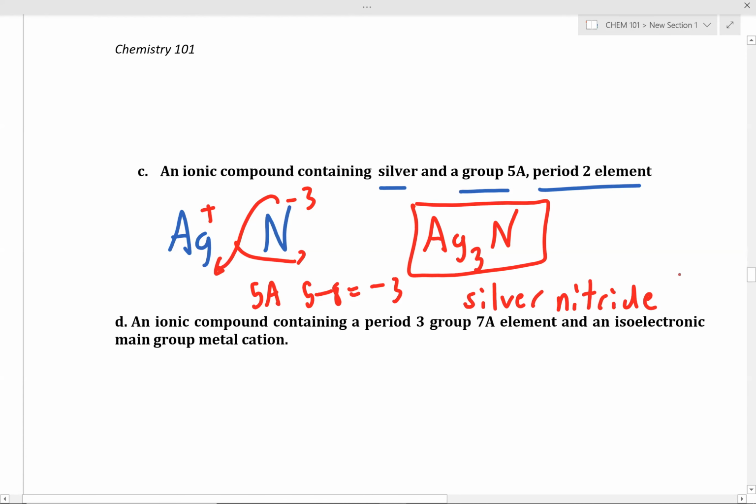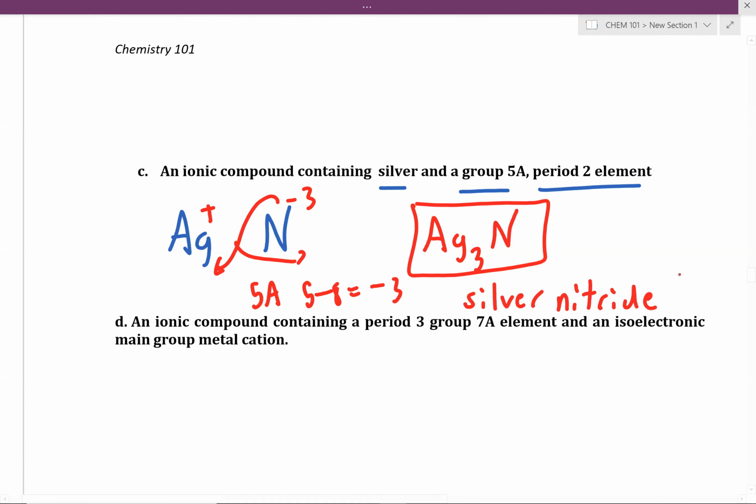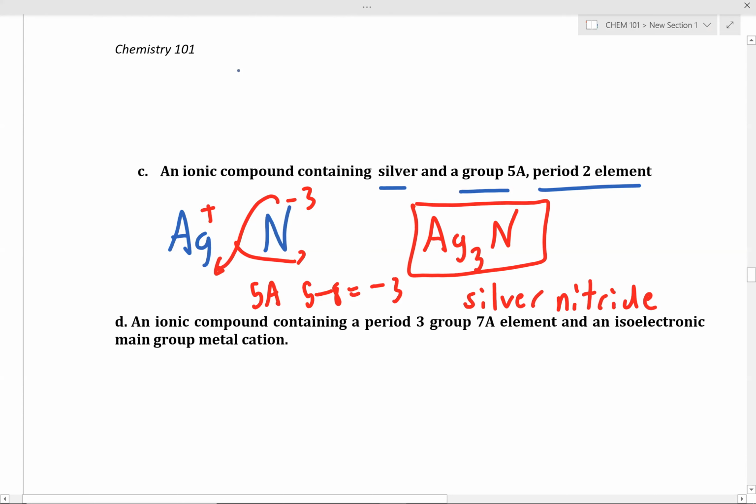Okay, perfect. Let's keep going then. Any other questions? So there's no Roman numeral for that? Is silver variable or fixed charge? It's fixed charge. So with a fixed charge, you don't have to put the Roman numeral. Oh, okay, so fixed charge, no Roman numeral.